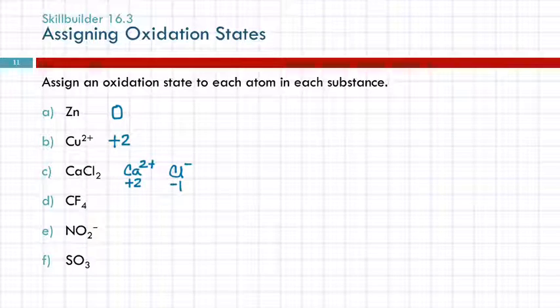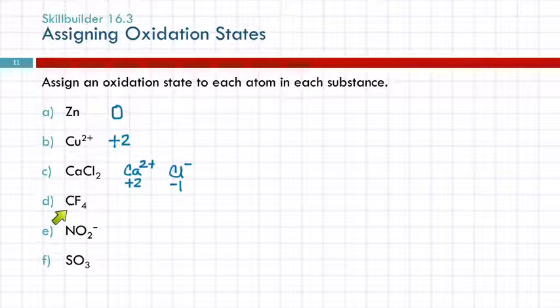And notice that this does fulfill the rule that in a neutral molecule or compound, the oxidation states add up to equal the charge, which is 0. There's 2 chlorines. They each have an oxidation state of -1, so that's a total of -2. And there's 1 calcium with a +2, and so the oxidation states add up to 0.